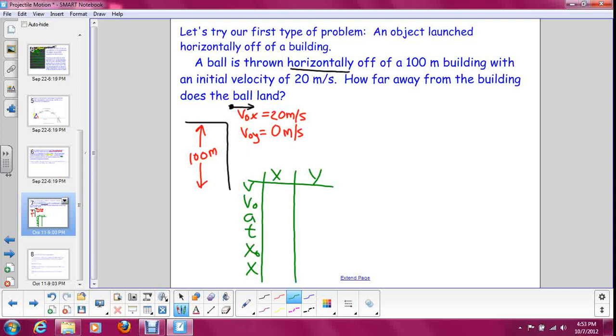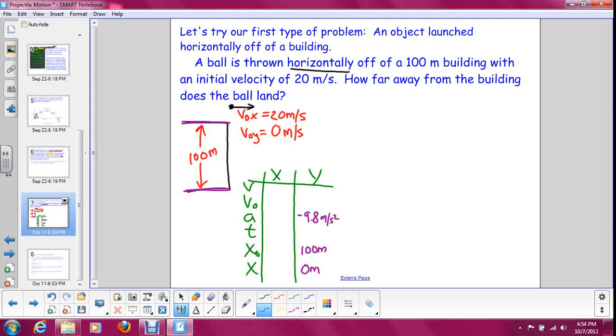So let's go through and just add some of the things we know. We know that the initial position in the y here is 100 meters. And we know it's in the y because this is an up and down displacement, not side to side. And if its initial position is 100 meters, that means its final position in the y must be 0 because it's going to land on the ground. We know the acceleration in the y direction. It's negative 9.8 meters per second squared.